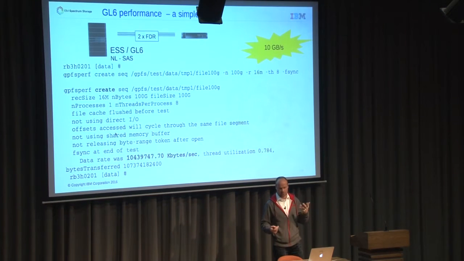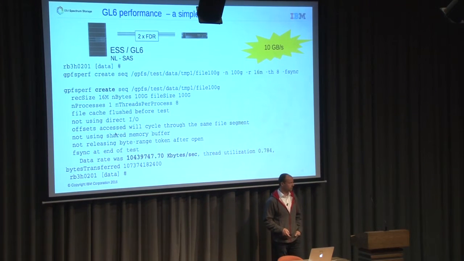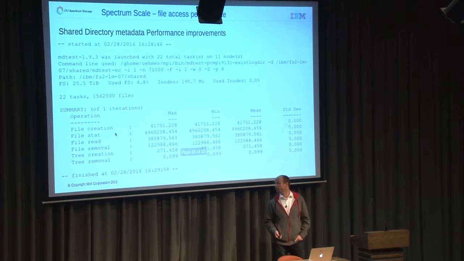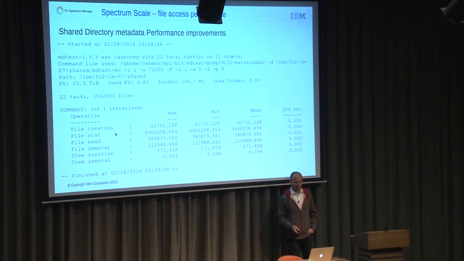So therefore, consider InfiniBand infrastructure as well. On the other hand, with the latest code, we raised this number to 16 gigabytes per second with a single client accessing the data. Okay, what you may be more interested in is metadata performance.